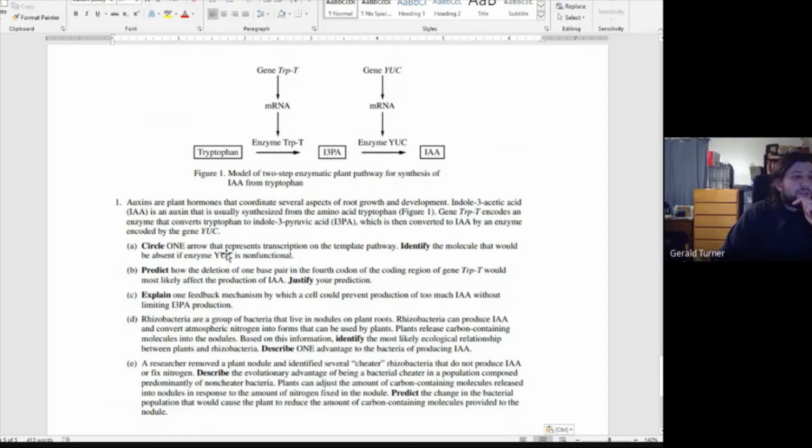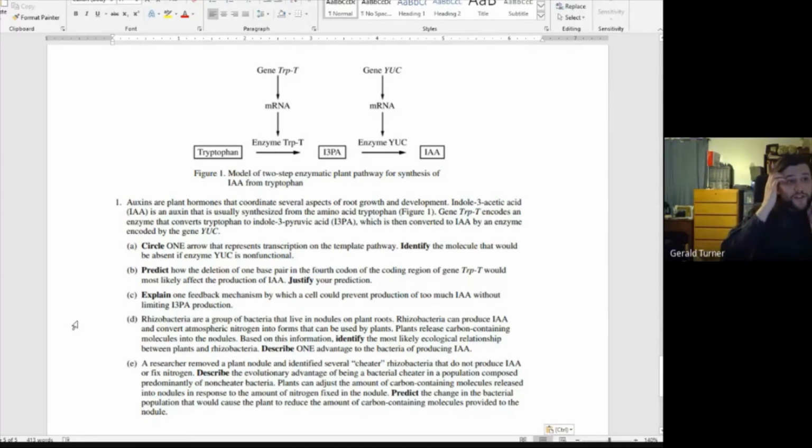Circle one arrow that represents transcription on the template pathway. Identify the molecule to be absent if enzyme YUC is non-functional. Predict how the deletion of one base pair in the fourth codon of the coding region of gene TRPT would most likely affect the production of IAA. Justify your prediction. And explain one feedback mechanism by which a cell could prevent production of too much IAA without limiting I3PA production.